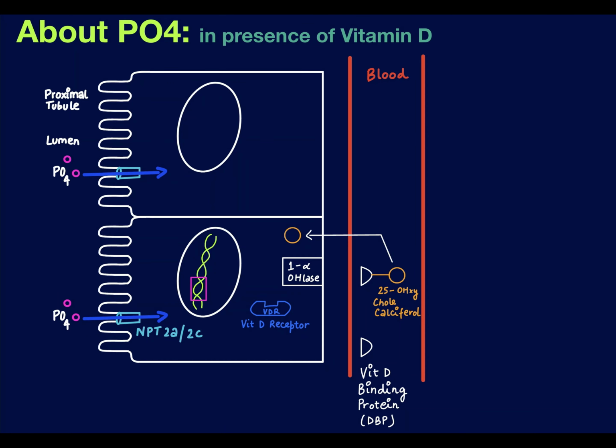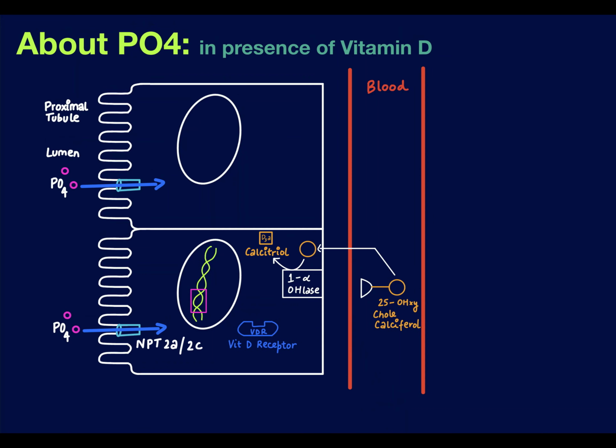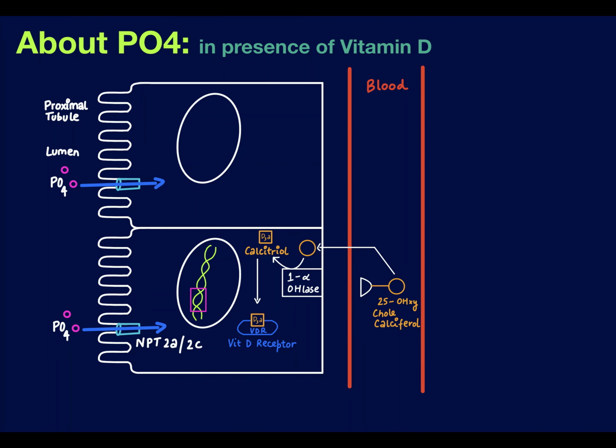When this complex of vitamin D binding protein and 25-hydroxycholecalciferol reaches the PCT, they dissociate and 25-hydroxycholecalciferol enters the proximal tubular cell, where 1 alpha hydroxylase converts 25-hydroxycholecalciferol into 1,25-dihydroxycholecalciferol, aka calcitriol. Calcitriol is the fully activated form of vitamin D.